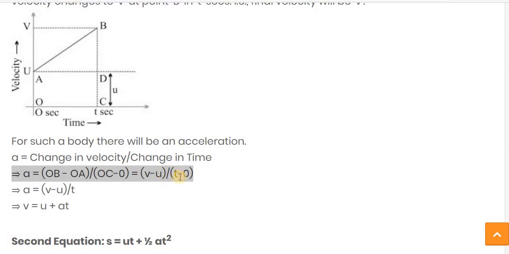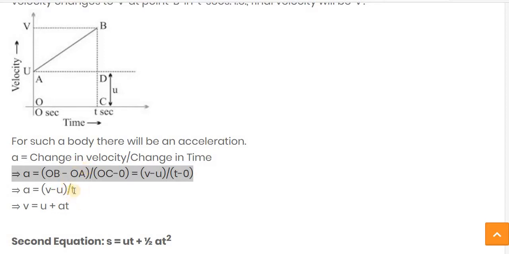In the explanation video, I already explained in detail how this equation can be derived by this triangle and how we can get this value. So finally we get that a is equal to v minus u divided by t.